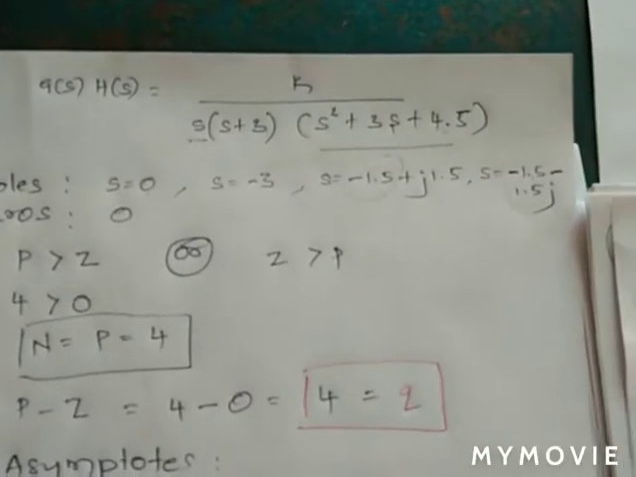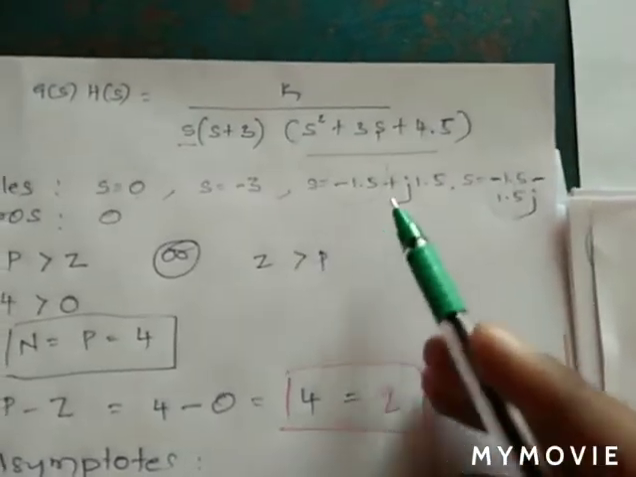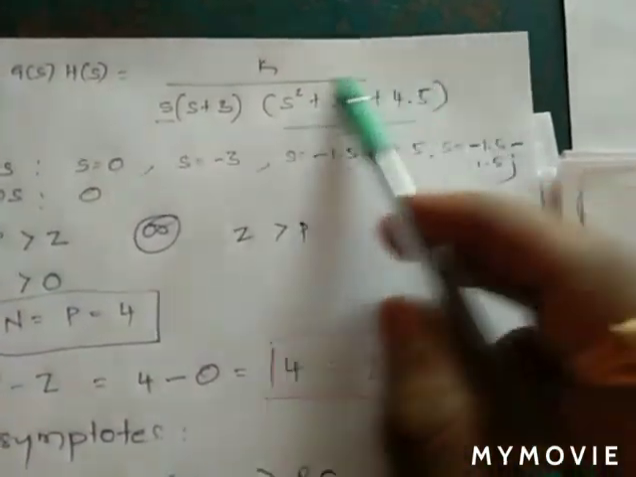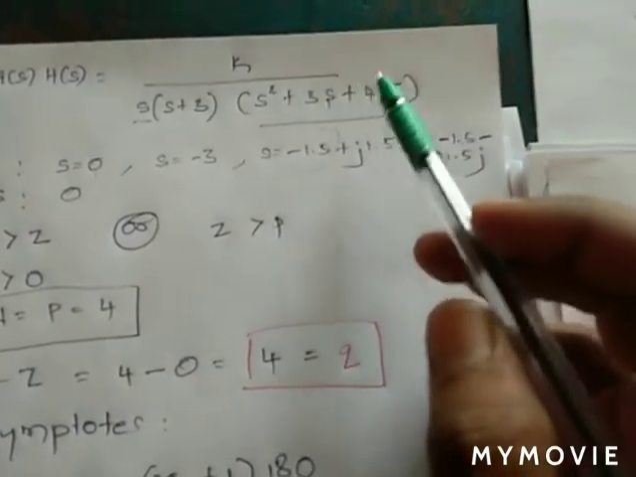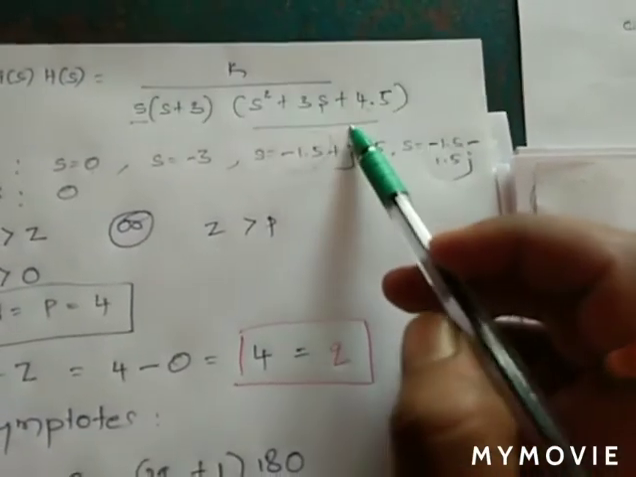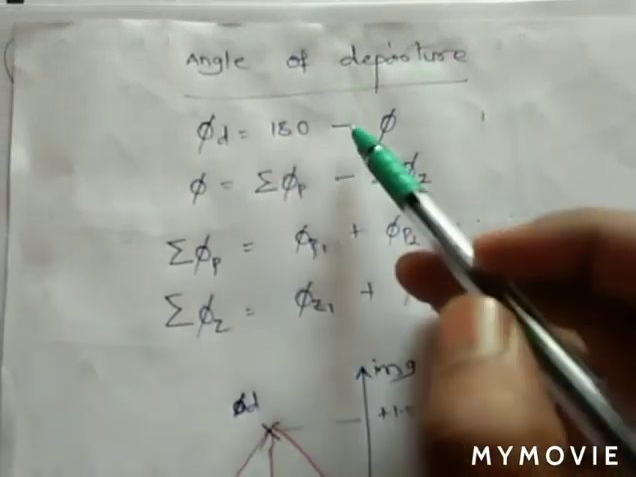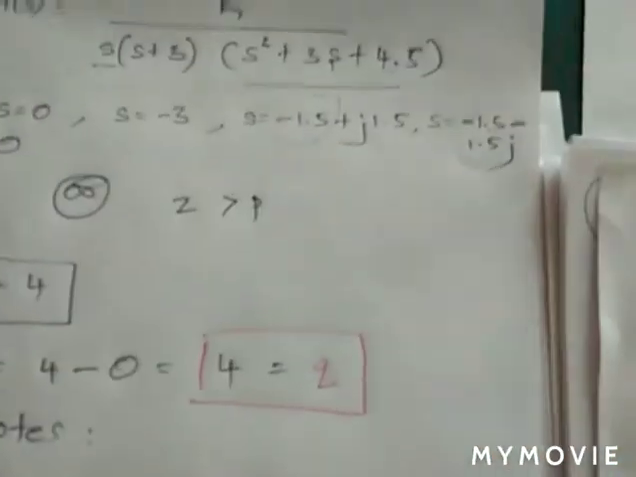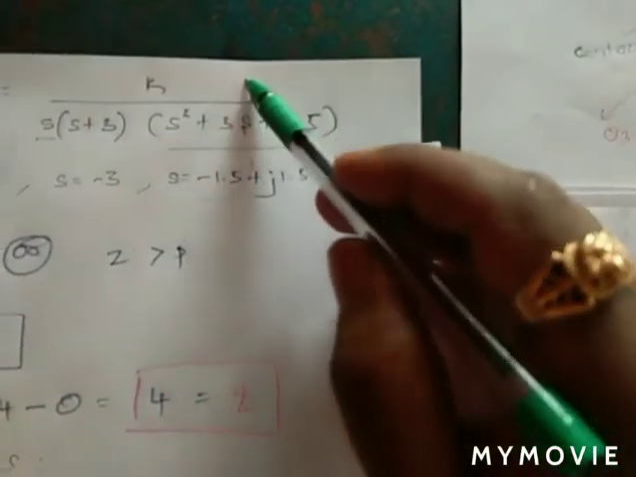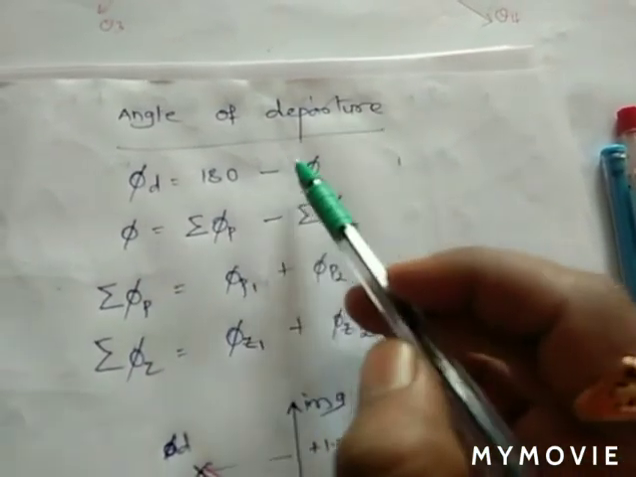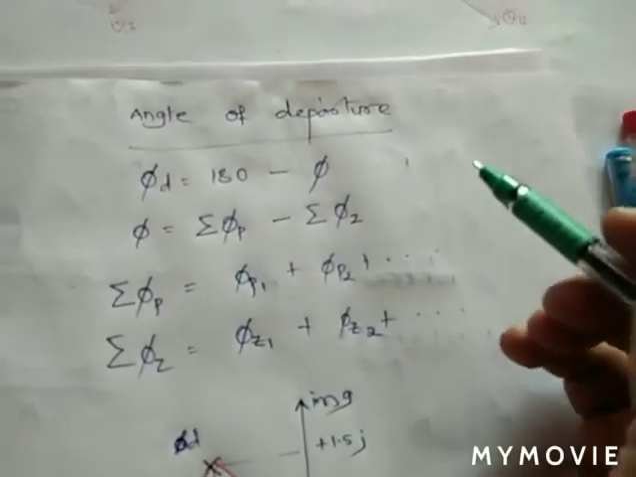Now the angle of departure. The angle of departure will exist only when a complex root is there in the problem. If a complex root exists in the denominator, then we should solve for the angle of departure: phi d is equal to 180 minus phi. If a complex root exists in the zeros, then the angle of arrival phi a is equal to 180 plus phi. Only the sign will change.